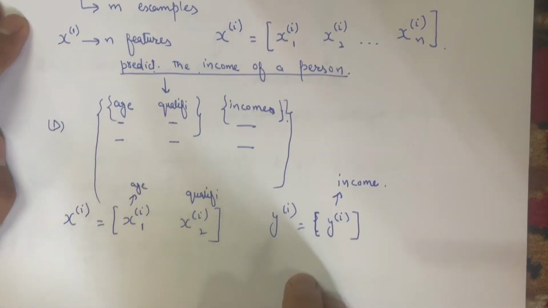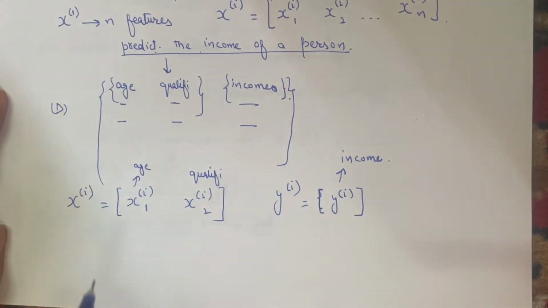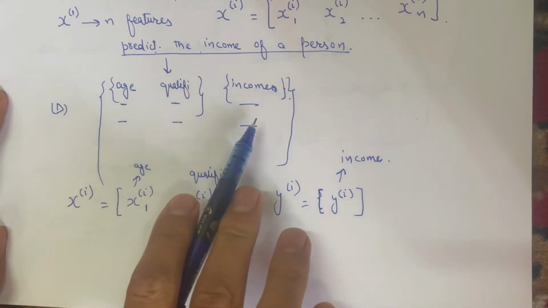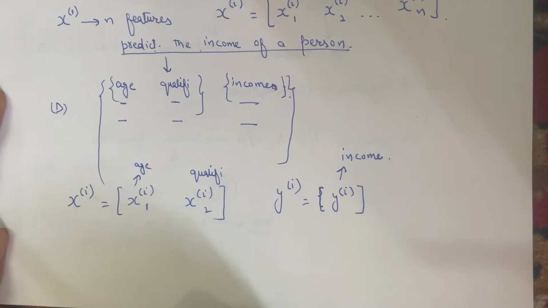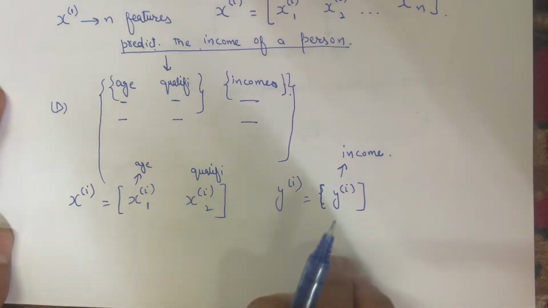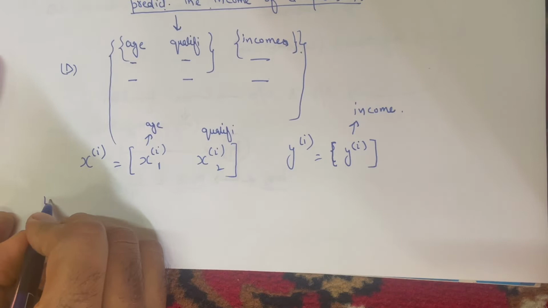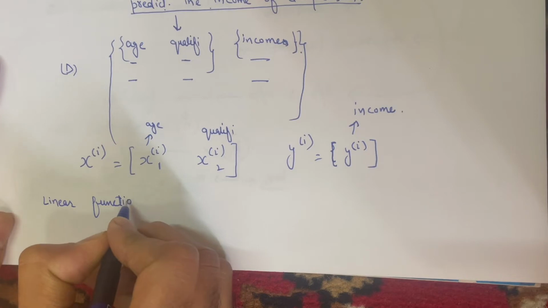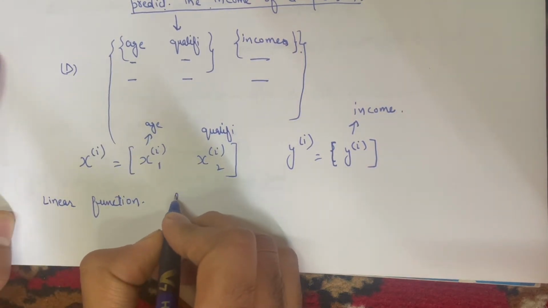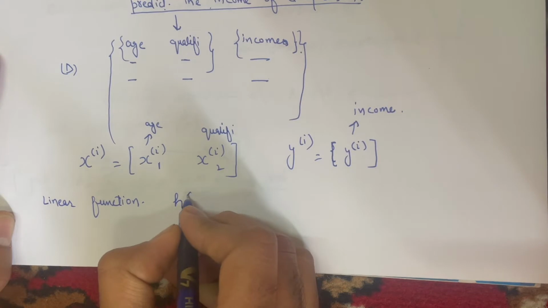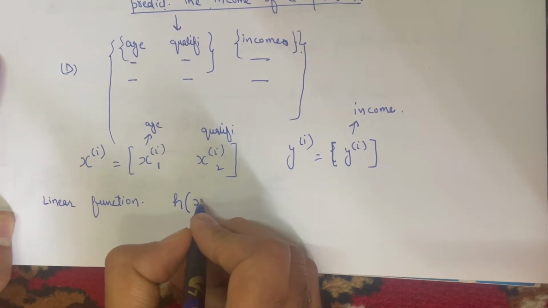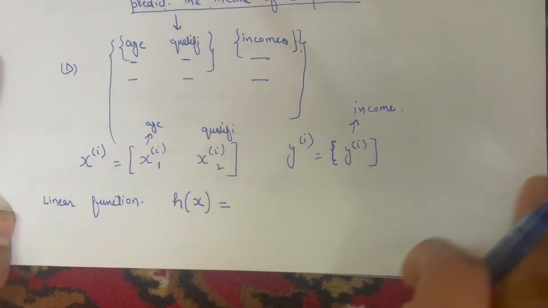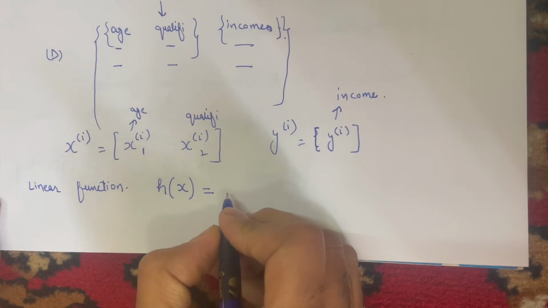Now, we try to find a function that captures the relationship between the input and the output. Let's say we are saying that our function is a linear function. So that means our hypothesis function is a function of input, so what is input? X. It is a linear function. So how are we going to write a linear function?